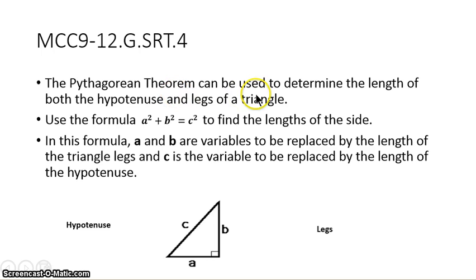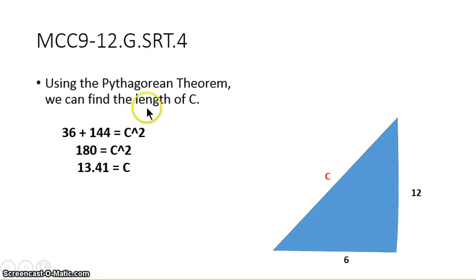The Pythagorean theorem can be used to determine the length of both the hypotenuse and the legs of the triangle. Use this formula, a squared plus b squared equals c squared, to find the lengths of the side. In this formula, a and b are the variables to replace by the length of the triangle legs, in this case right here, and c is the variable to replace by the length of the hypotenuse, right here. Using the Pythagorean theorem, we can find the length of c.